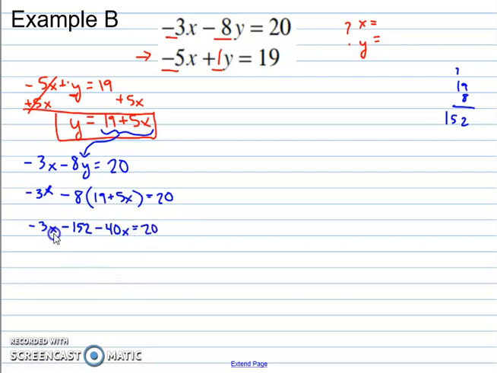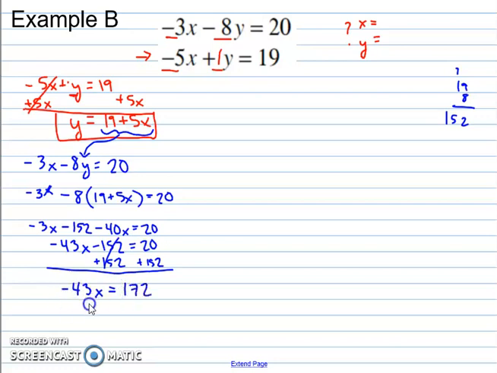All right, and we're going to keep on going here. So I'm going to combine like terms. So I have negative 43x minus 152 equals 20. We're marching along, so plus 152, plus 152 to zero out, right? We want to get this x alone. We're solving for x right now. So negative 43x equals 172.